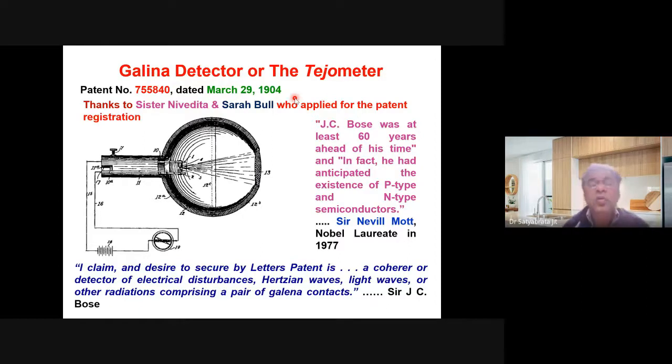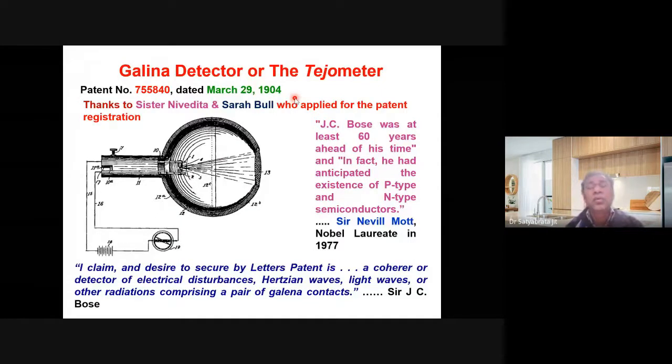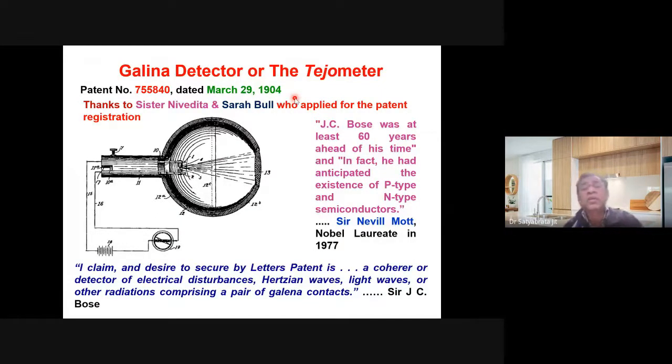So Tagore was very happy with this invention, and then J.C. Bose asked for the nomenclature of this device, and Tagore suggested the name tejometer. Tejo means tejas, a Sanskrit word meaning powerful, and meter is just like voltmeter, etc. So the device name was tejometer, and in this patent, the name tejometer was used.